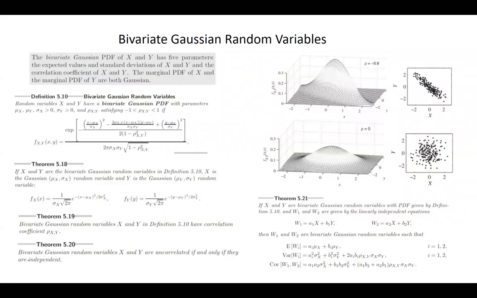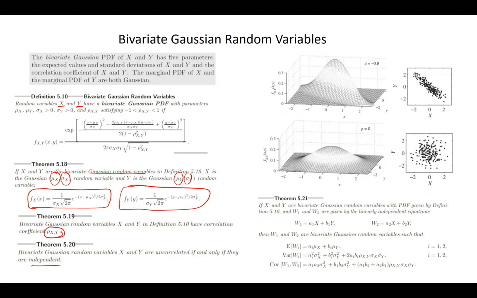Finally, we have the bivariate Gaussian random variable. A bivariate Gaussian random variable involves two random variables, X and Y. Each is a Gaussian random variable with mean value mu X and standard deviation sigma X, mu Y, sigma Y. Each has this marginal PDF here, and the correlation coefficient can be written for this, and they are uncorrelated if they are independent.